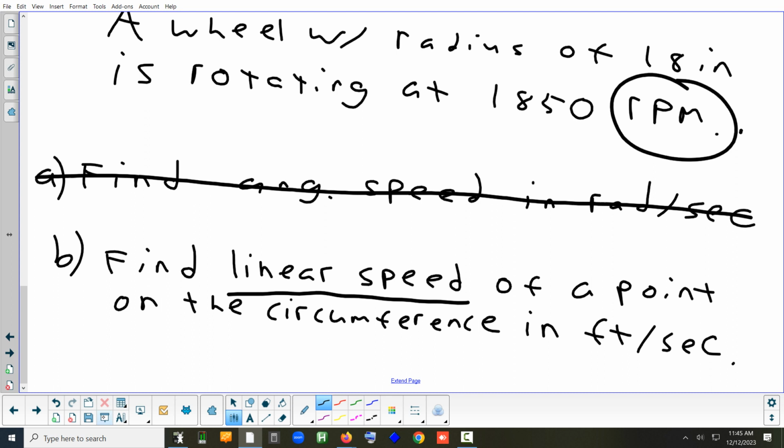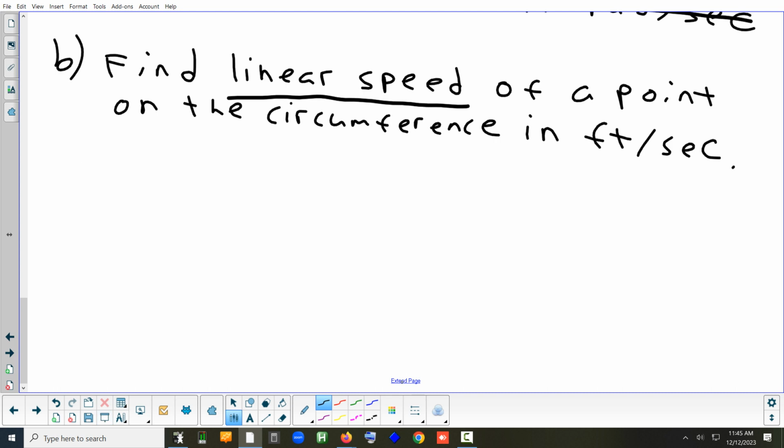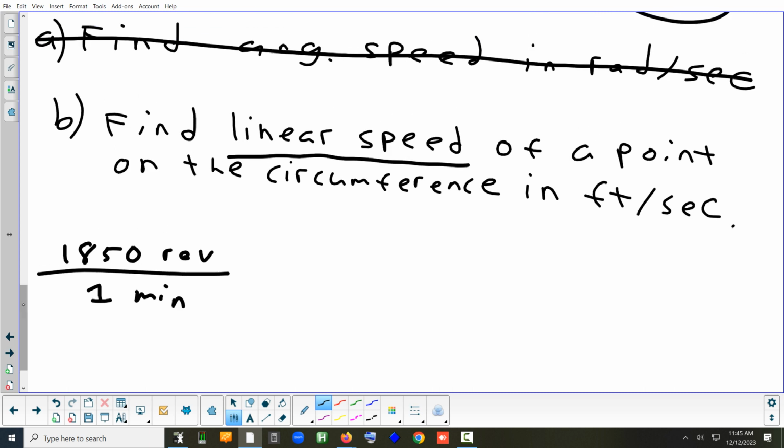So RPM, that's revolutions per minute. 1,850 revolutions in a minute. Okay, mine has minutes. What's the time unit they want in the final answer? Okay, so we got to get it to seconds. So let's fix that.